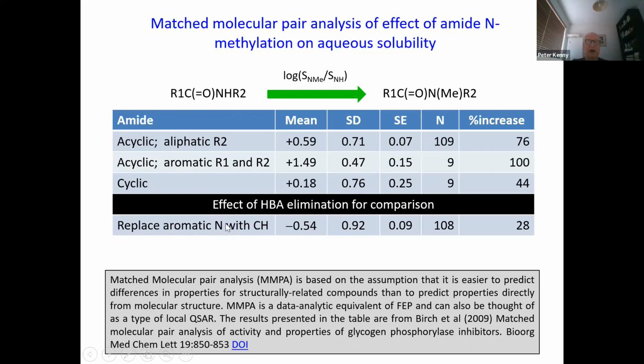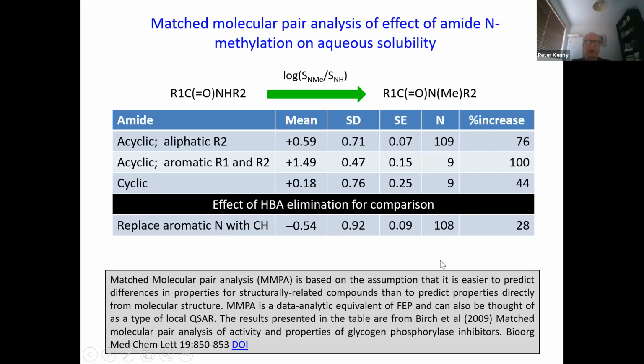And just as a reference, I replaced the aromatic nitrogen with CH. So here again, we're getting rid of a hydrogen bond acceptor. And here, this is what you might expect: eliminating the hydrogen bond acceptor effectively leads to a decrease in solubility. And so that works like that.